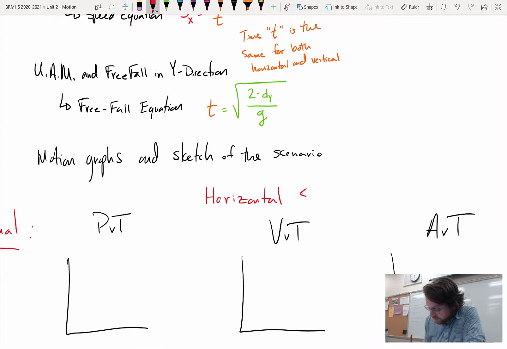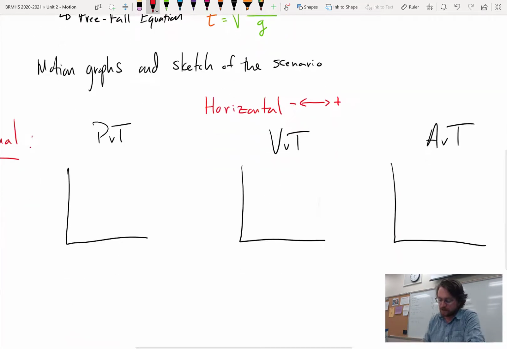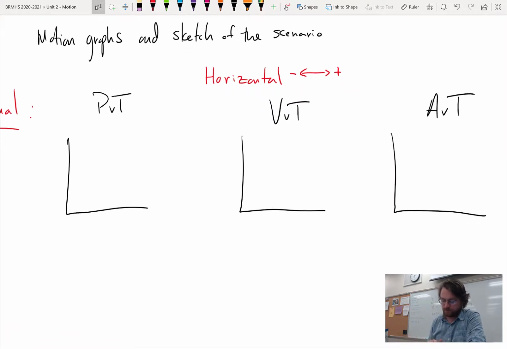And it's good to indicate that because sometimes we mess up, we forget what's positive or negative. Everything should just be positive for all the work we're doing this week. That's a way to make it much easier. When I label these axes, I got to label the axes. For position, it's traveling in the horizontal direction. So I'm going to say that's a position x versus time. So time t is on the x-axis, horizontal axis.